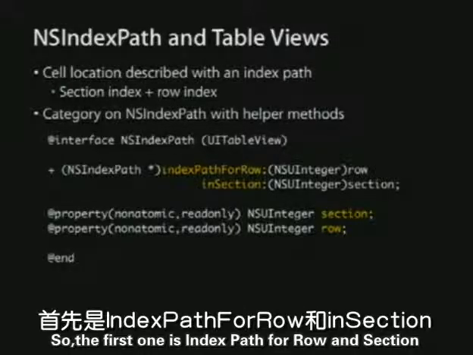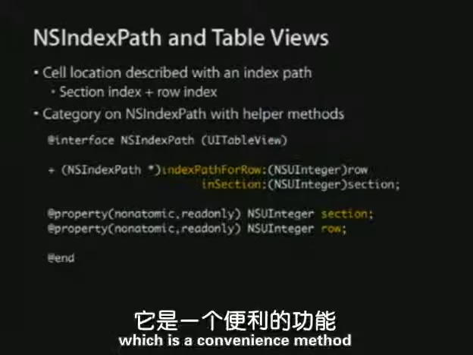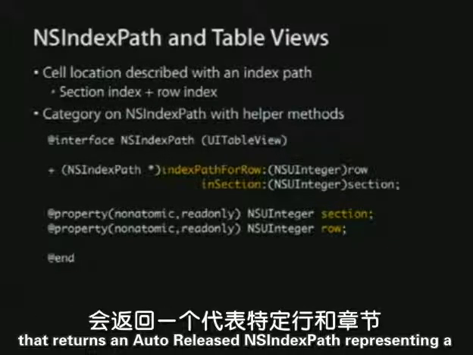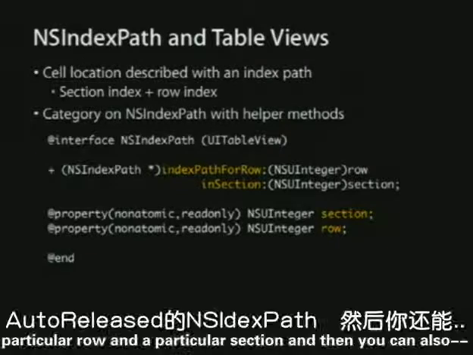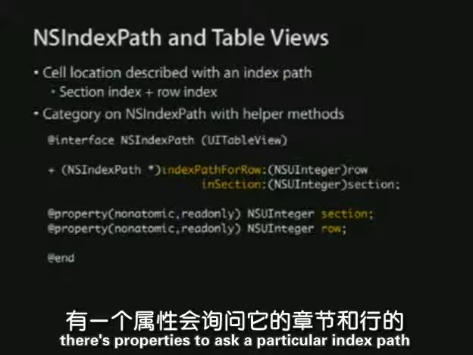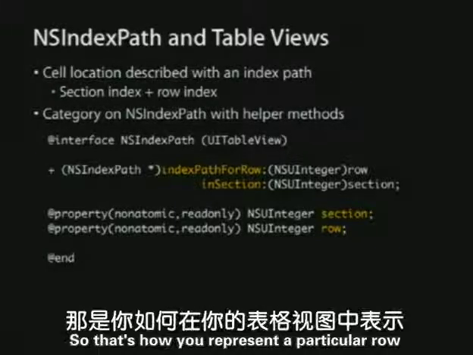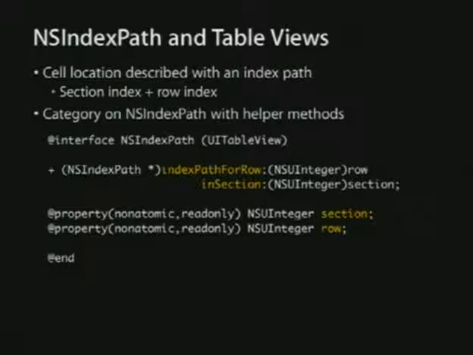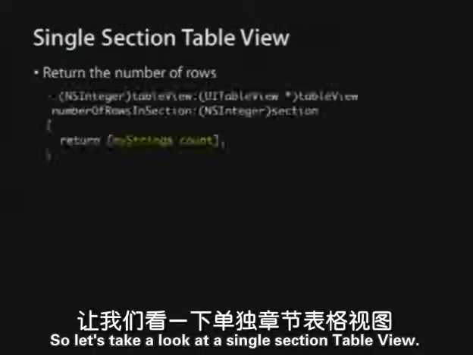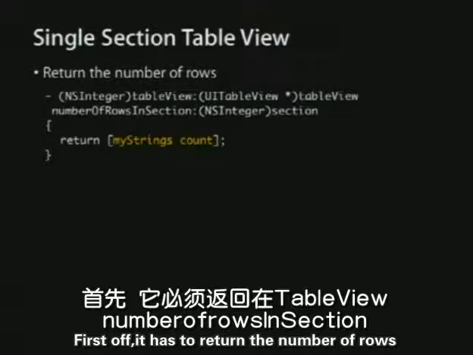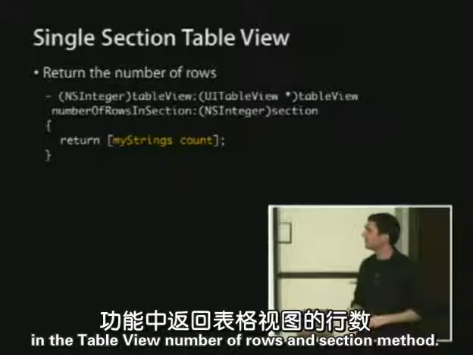So the first one is indexPathForRow:inSection:, which is a convenience method that returns an autoreleased NSIndexPath representing a particular row and a particular section. And then there are also properties to ask a particular index path for its section and row. So that's how you represent a particular row in your table view. So let's take a look at a single section table view. First off, it has to return the number of rows in the table view, numberOfRowsInSection method.